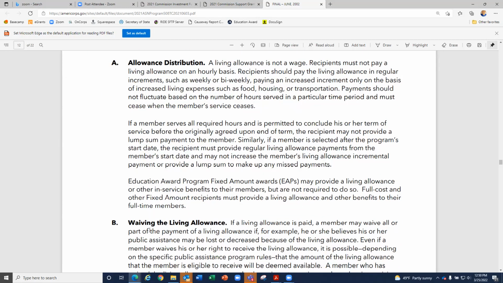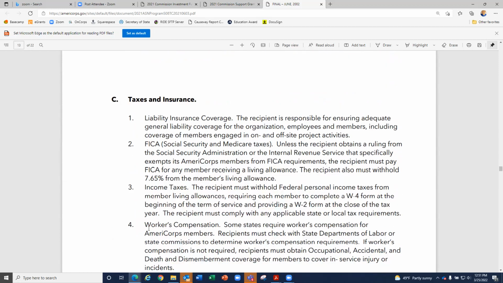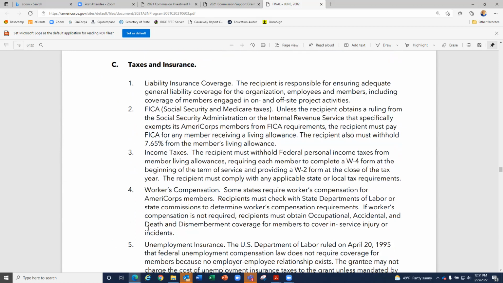And the types of taxes and things that must be paid for living allowance are detailed in the terms and conditions, including FICA and income taxes. Members do have W-4s, so you can see that this is fairly detailed and worth reviewing yourself or with the staff who might be responsible for some of these procedures within your agency.